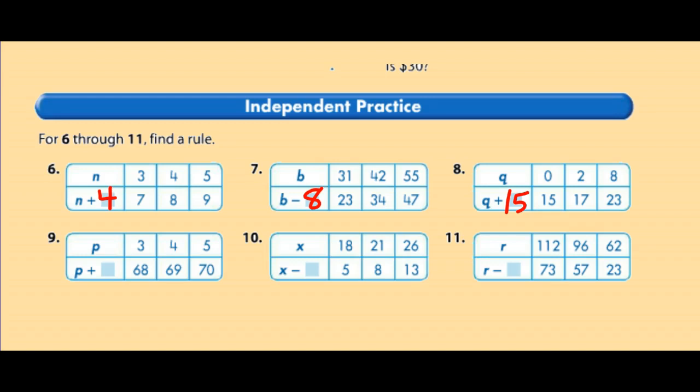Okay, for number 9, we are adding, and so 3 plus what equals 68? Well, 3 plus 65. Number 10, x minus what? Well, x minus 13 gives us this bottom row. And number 11, r minus, oh, hold on a second. Need to do a little math here. 12, 5, 39 should be your answer for number 11.